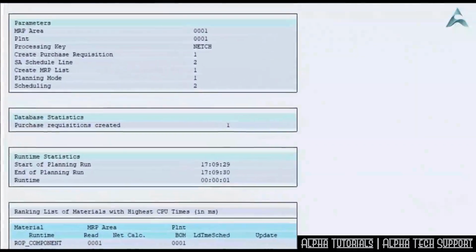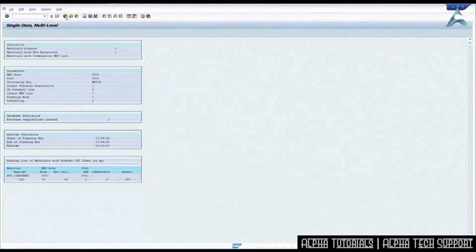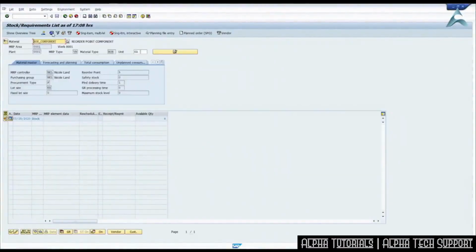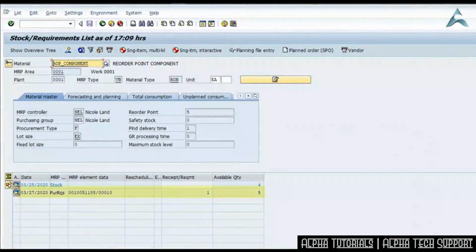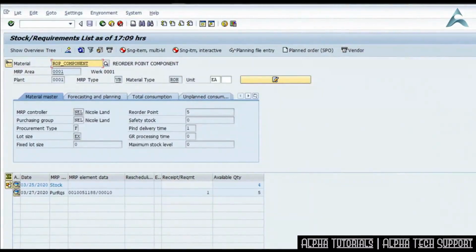And now, as I expect, the database statistics, which represents the results of the planning run, indicate that one requisition was in fact created, which is what I would expect. So let's return back to the planning situation. I will hit my refresh button. And you can see now that because the available inventory of 4 is below the reorder point of 5, I now have a purchase requisition created to bring me back up to the 5. So that is great. That is exactly what I would expect to see with this very basic, very vanilla scenario of a reorder point plan material.